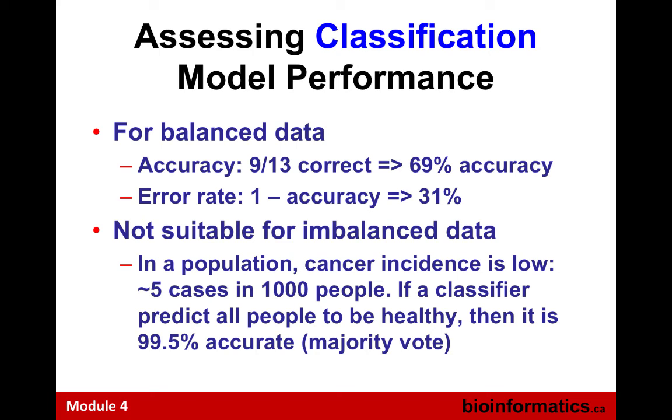So HIV, you have 5 cases in 1,000 samples, or in 1,000 people. So if you predict everyone is healthy, you have 99.5%, and so it's majority vote. It seems very easy and it seems a cool performance, but it's not right. It's not useful.